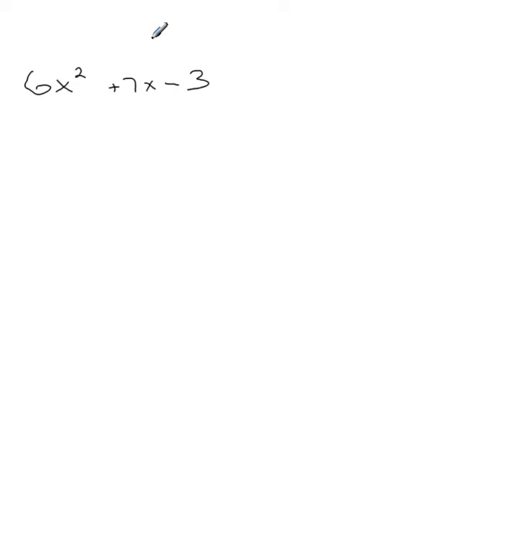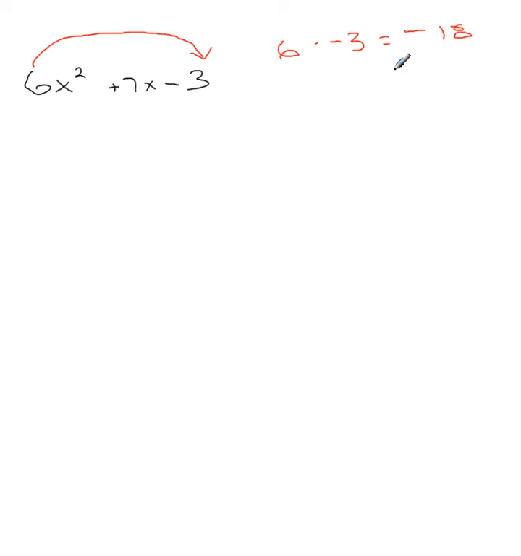So when we factor a trinomial like this, you always want to start by multiplying the first term by the last term, the coefficient. So we multiply 6 by -3, and we get -18. Now you want to list all the factors of the -18.